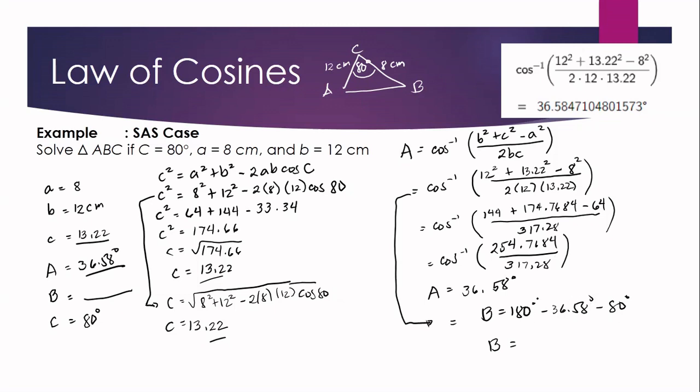The answer is 63.42 degrees. So, we have here 63.42 degrees. So, that is how you solve an oblique triangle using the law of cosines. I hope you can still follow.